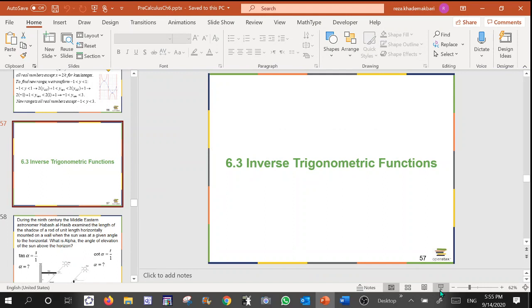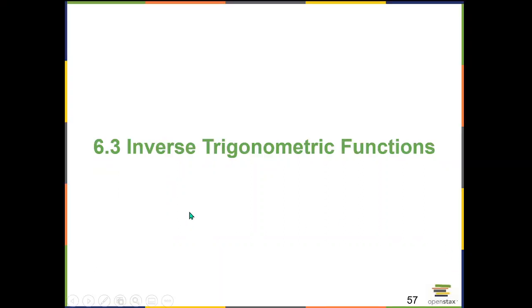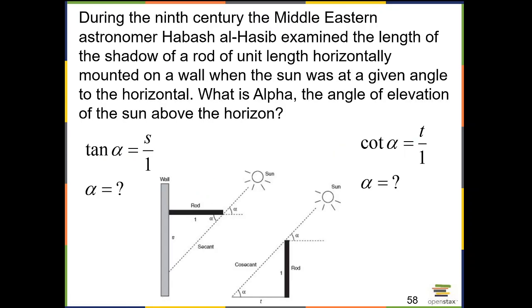I'm going to start where last time we stopped, at inverse trigonometric functions. So we are going to talk about inverse trigonometric functions. You know about the six trigonometric functions, and now we are going to talk about the inverses of them. That means we go backwards, right?